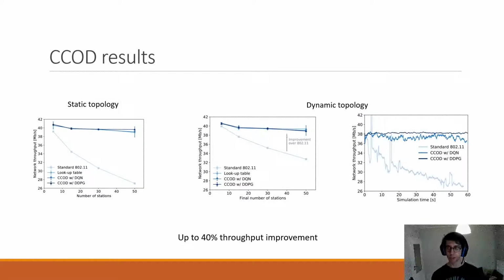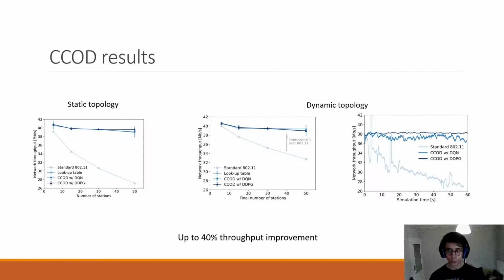CCOD's performance was evaluated in two topologies, the static and dynamic. In the first one, the number of the stations connected to the network didn't change over time. In the dynamic topology, the number of the stations was steadily increasing from 5 up to the goal number. The first two graphs show how the mean network throughput changed with varying number of stations. The third one shows the momentary throughput in the dynamic topology, in which the simulation starts with 5 stations and ends with 50.